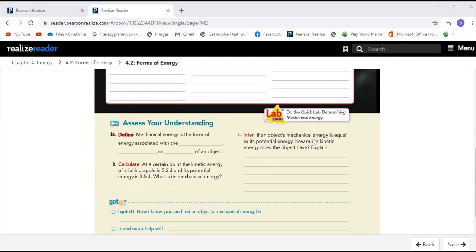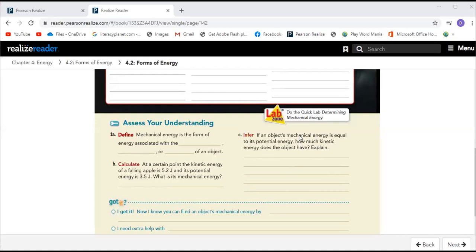Zero. Mechanical energy equals the sum of potential plus kinetic. If the potential is 100, what about the kinetic? Must be zero. Yes. This means that the object is at rest. Excellent.